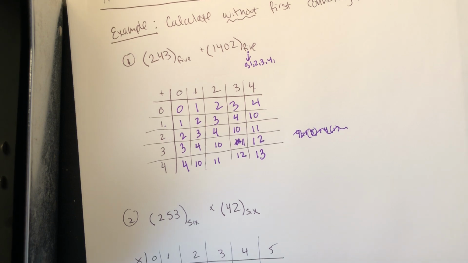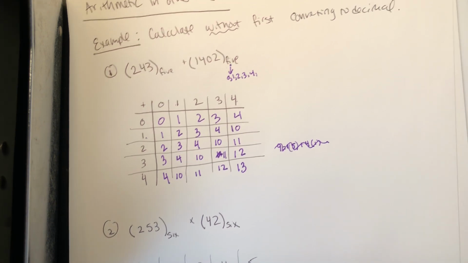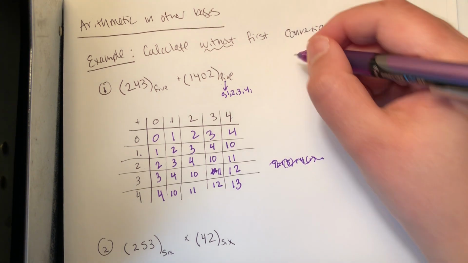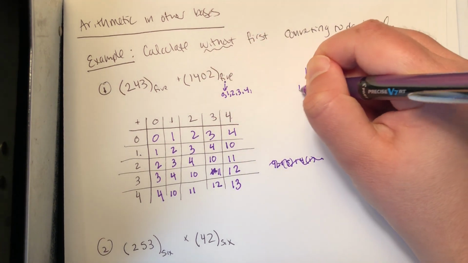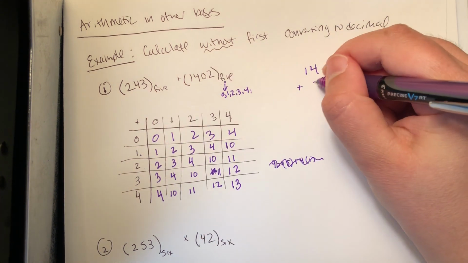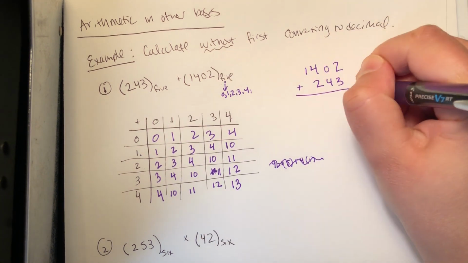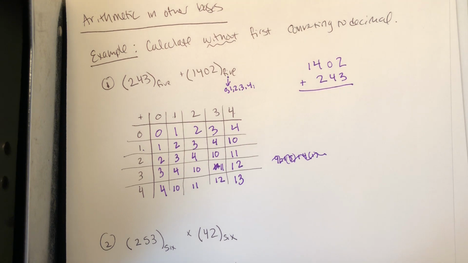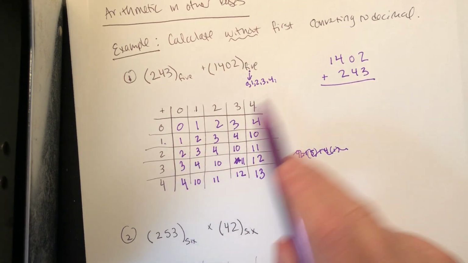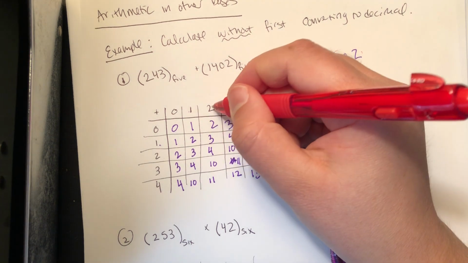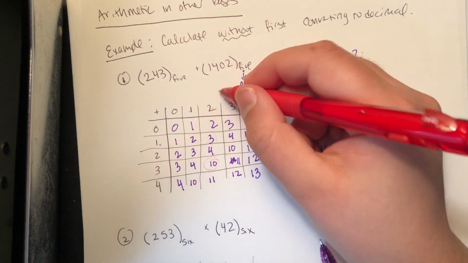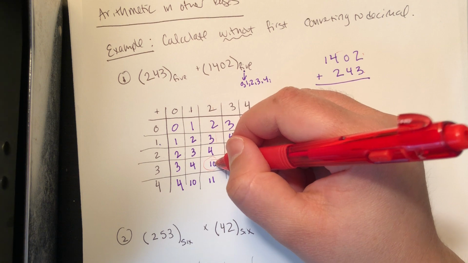All right, with this in mind, we can now use this to add vertically like we normally would. We're trying to add 1402 plus 243. So we line it up just like we do in our traditional decimal arithmetic and use the table to help us add vertically. So start with 2 plus 3. 2 plus 3 in the table tells us it's 10, right? It's 10 in base 5.